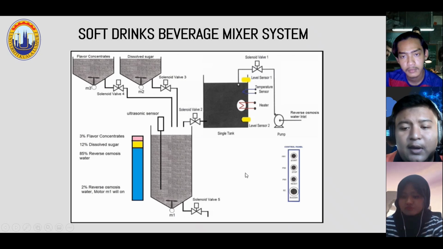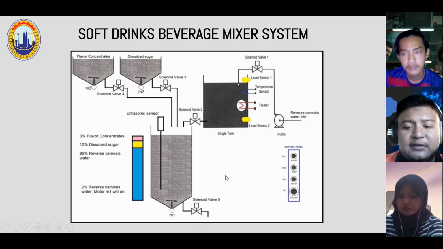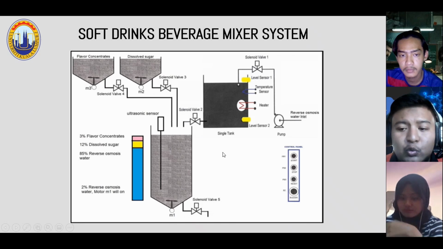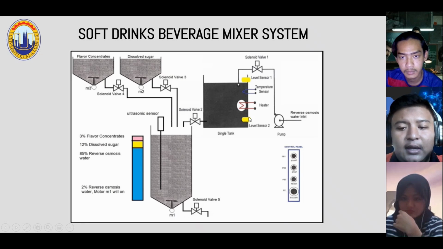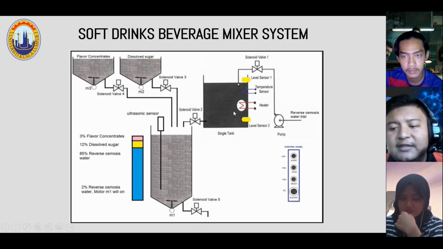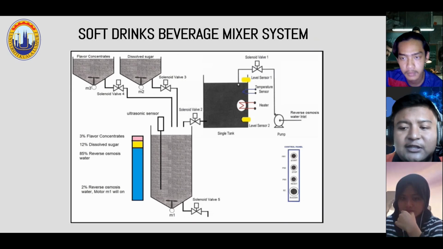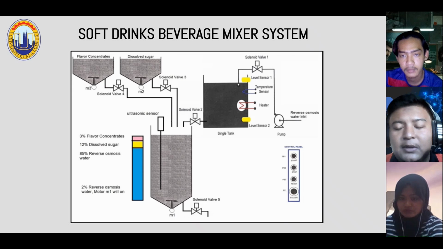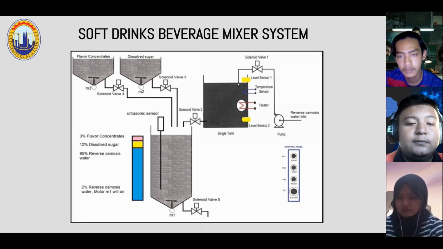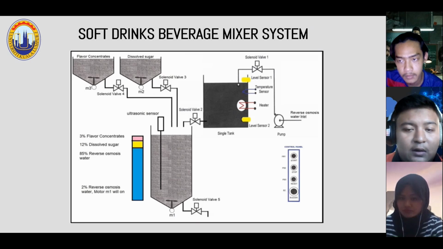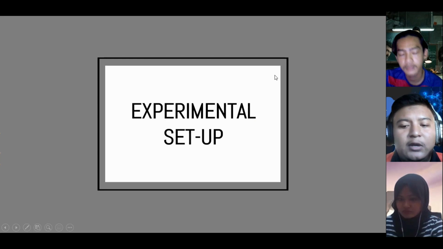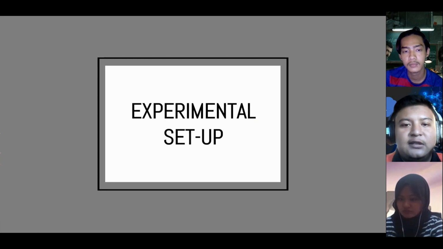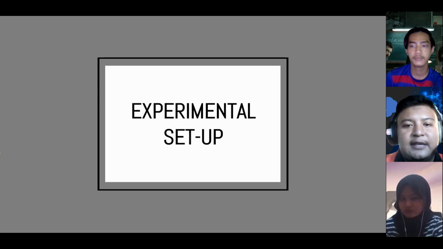Lastly, if the water in the single tank is below level sensor 2 and solenoid valve 2 is in the closed position, the heating process will continue while the mixing operation will be on hold. So that's the general explanation of what Laboratory 2 is all about. We proceed to the next presenter on the experimental setup.